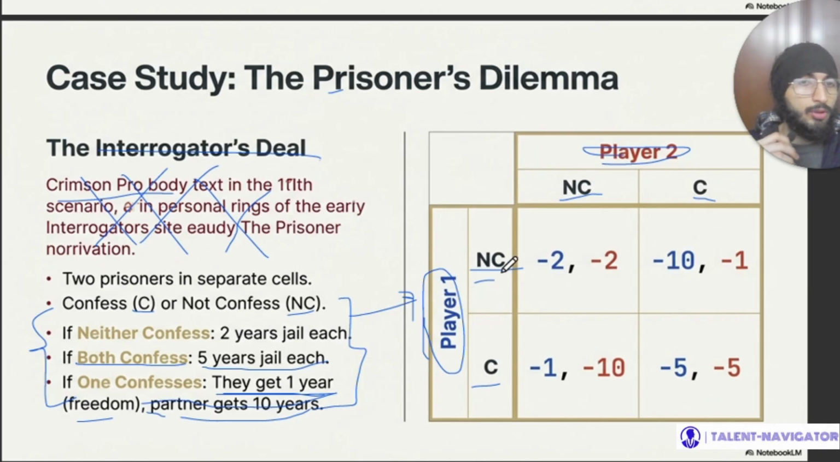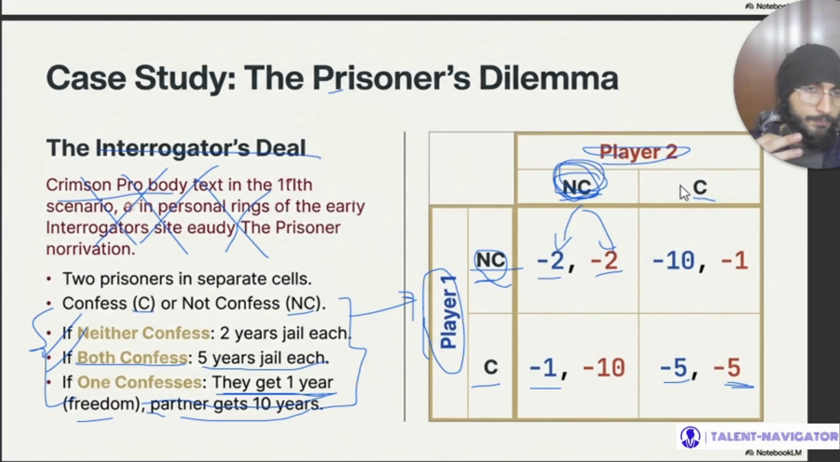The blue marked one is basically the jail time that he has to serve in the conditions, and the red one is for prisoner 2, right? So if both of the players do not confess, that is, none of these prisoners confess to the crime they've committed, then they will both serve 2 years, right? Now, in the case of both of them confessing, they will both serve 5 years of jail time, as it is mentioned in the rules, right?